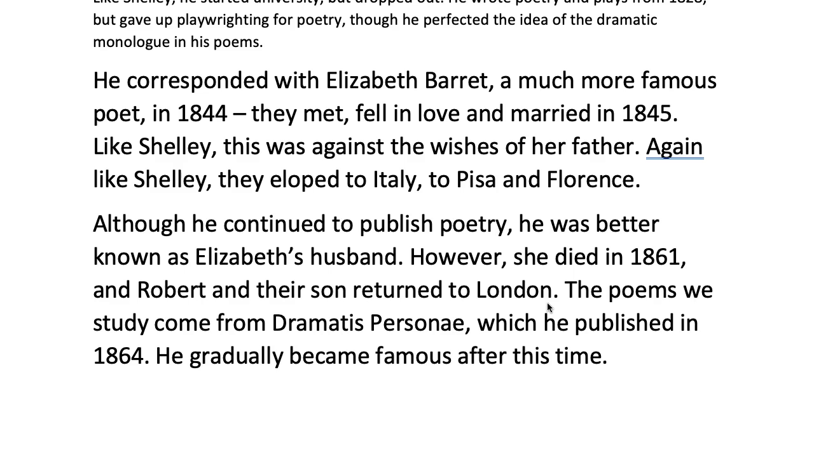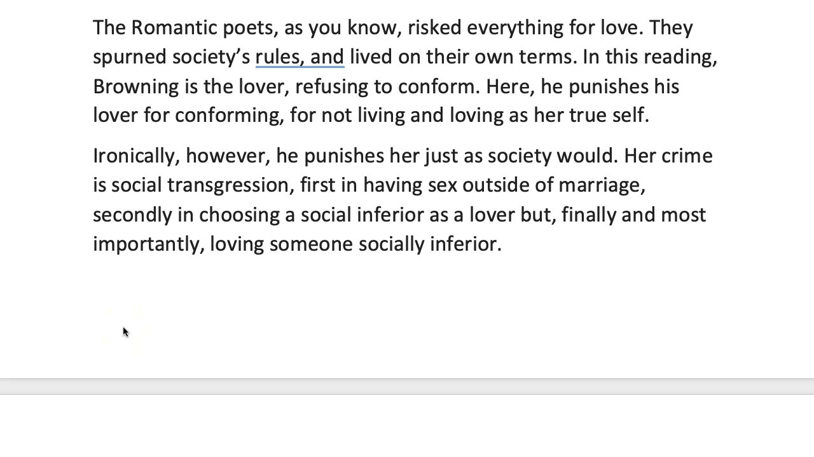So it's quite an interesting coincidence, perhaps, that he then wrote these monologues in a book called Dramatis Personae, which he published in 1864. So this is the kind of poem that's only published in this form once his wife is dead. So there is a nice level of irony there that he only becomes famous once his wife is no longer the famous living poet.